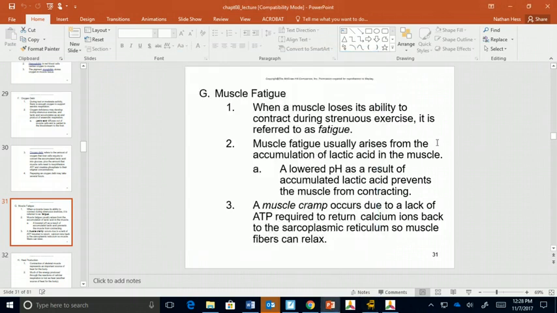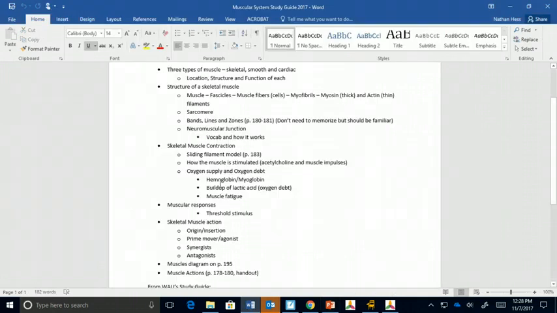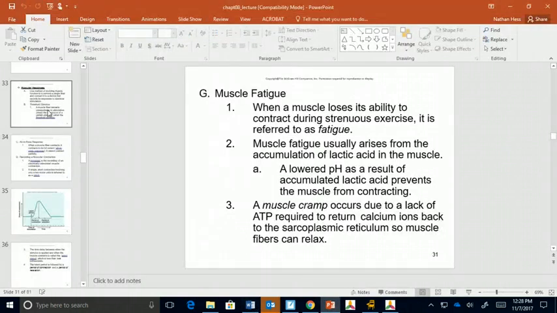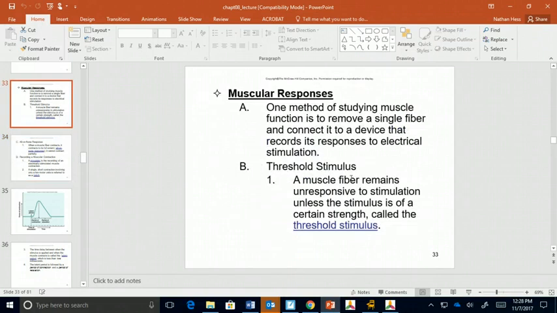Okay, my apologies. So I think we're comfortable with muscle fatigue, how that happens. Let's talk briefly about muscular responses, this threshold stimulus that we do need for there to actually reach a point where the muscle responds to the stimulus from the nerve, and that is what we call the threshold stimulus. I think of it this way.